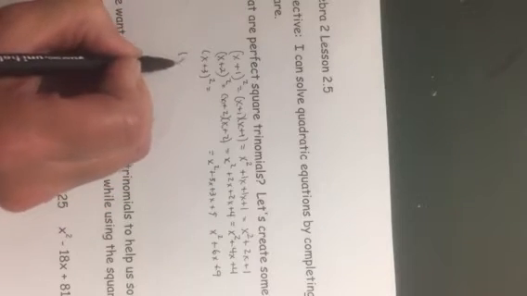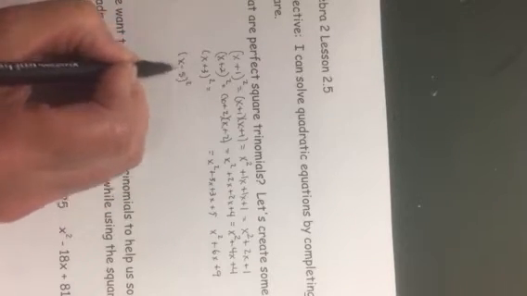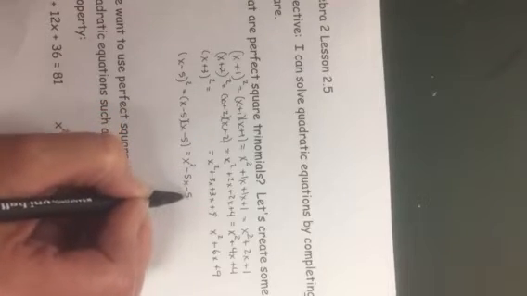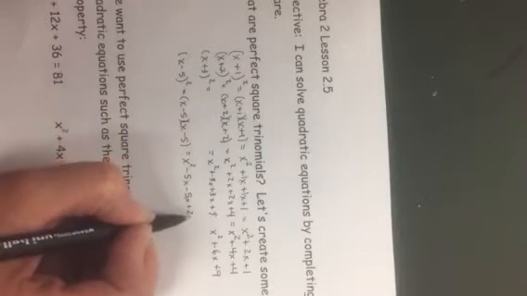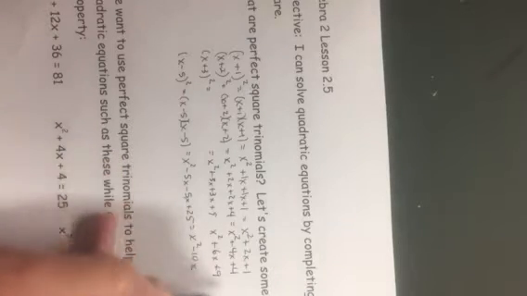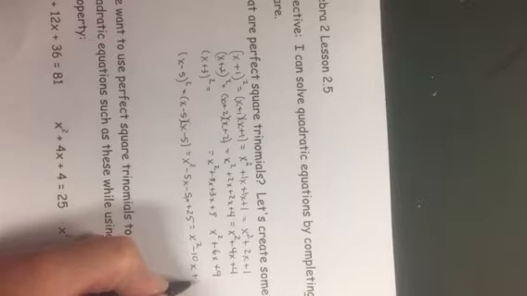If I change the middle sign to a minus, then I'd have x minus 5 times x minus 5, and of course the only thing that's going to change are the minus 5's. So I would get x squared minus 10x plus 25.